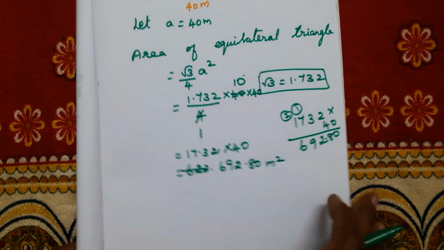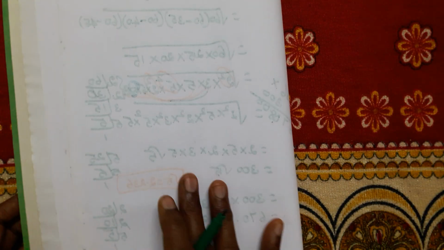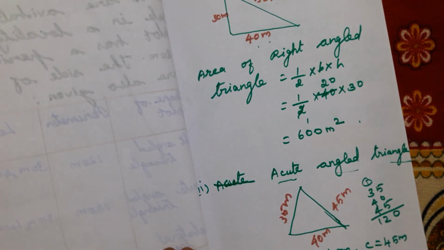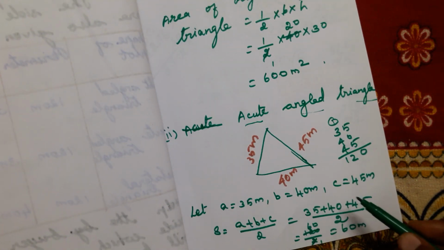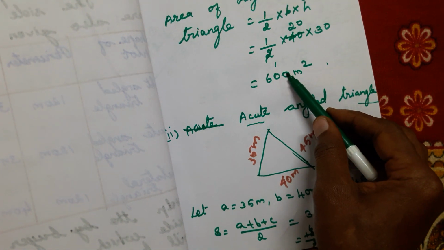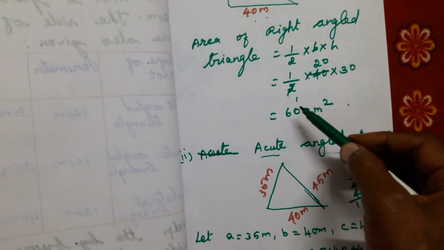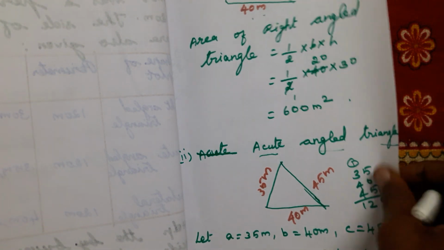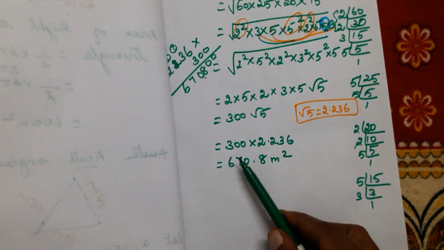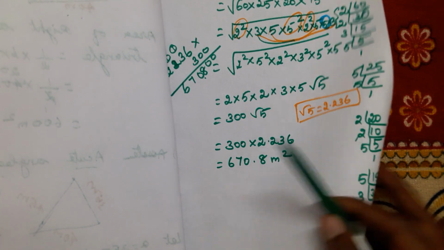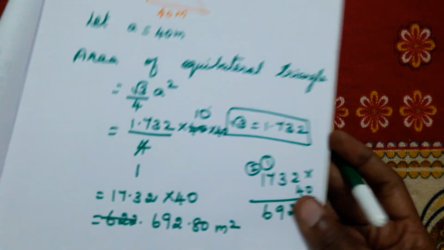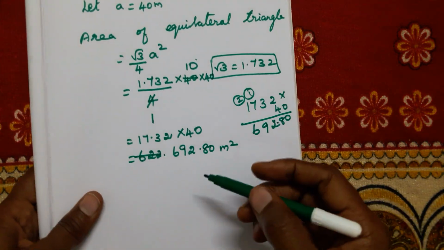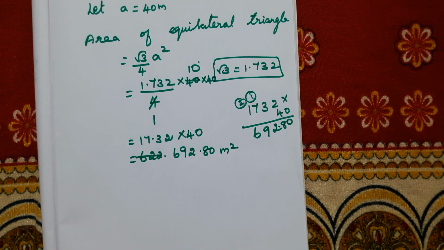First, what we got for the right angle triangle, what's the area? Area is equal to 600 meters square. If you need, you can use Heron's formula to do it. Acute angle triangle, what's the area? 670.8 meters square. What's the equilateral triangle area? 692.8 meters square.